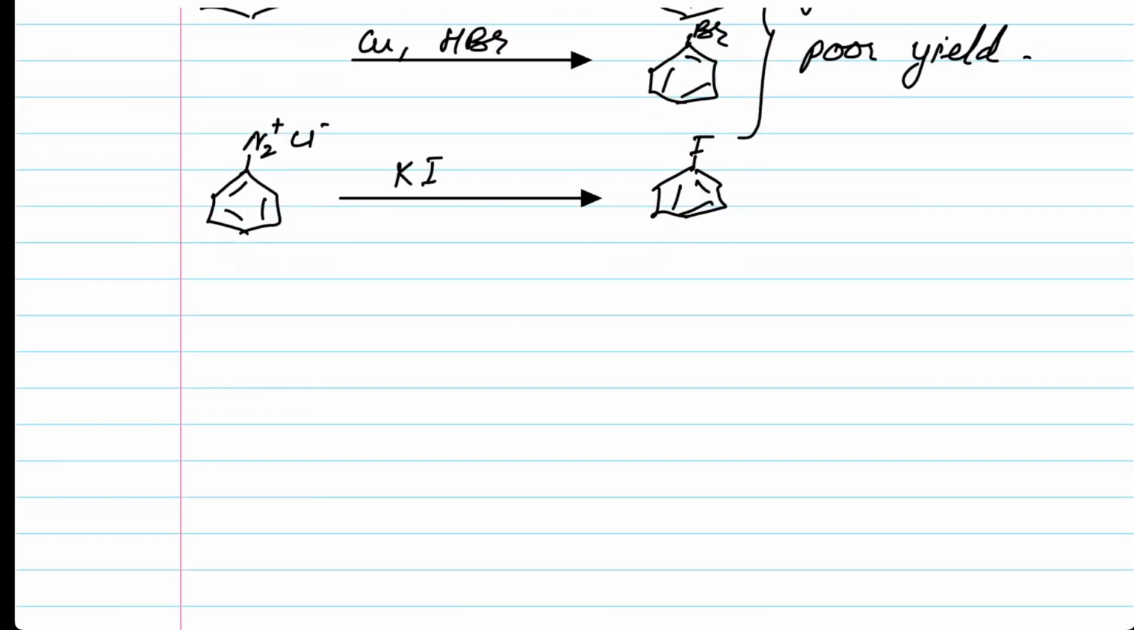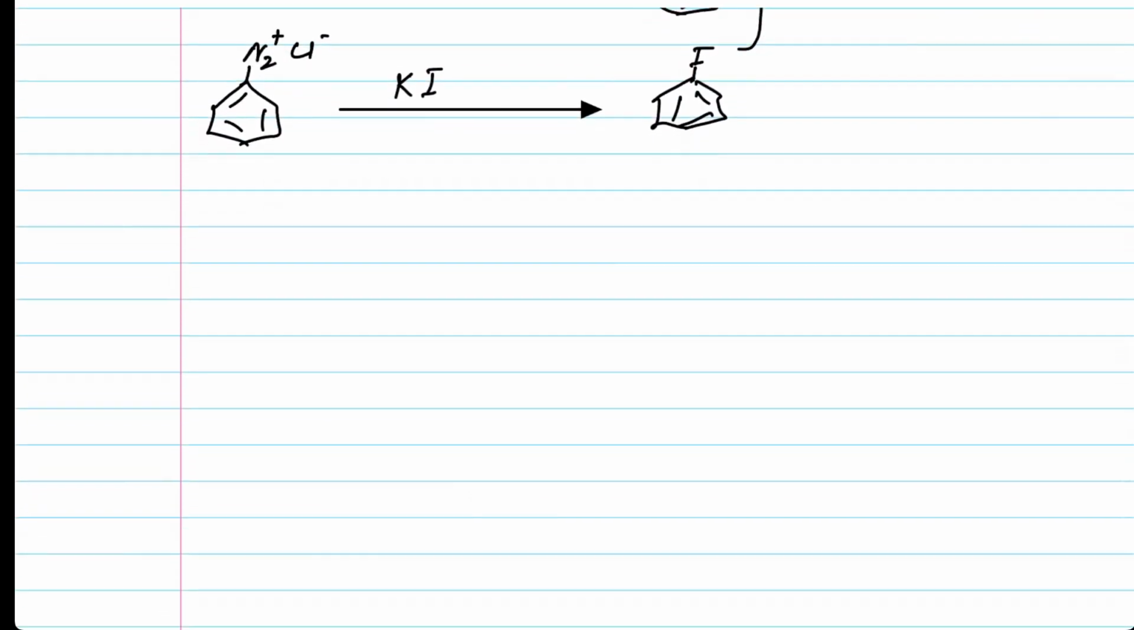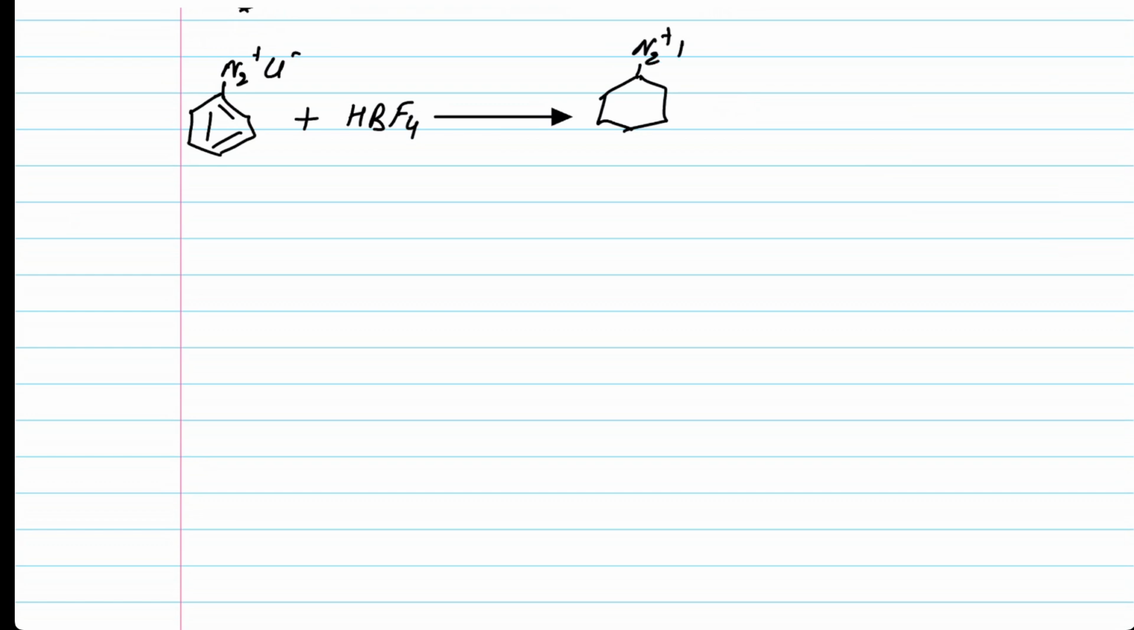To convert it into fluorobenzene, we have only one particular reaction. That is, we have this benzene diazonium chloride and we treat it with HBF4, fluoroboric acid or tetrafluoroboric acid. If we treat it with HBF4, then in that case, this gets converted into N2 plus BF4 minus, benzene diazonium tetrafluoroborate or benzene diazonium fluoroborate.